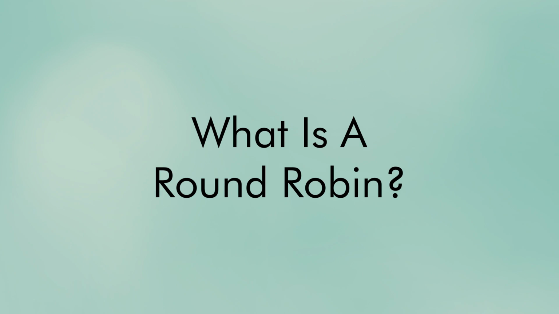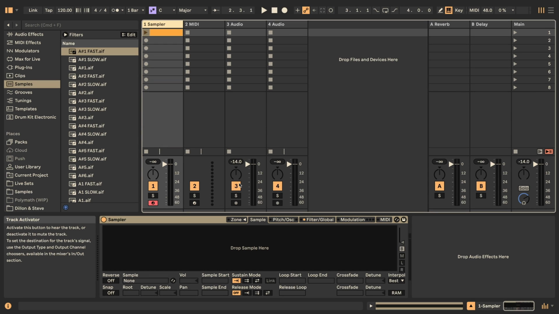So what is round robin? The idea behind it is that you have more than one sample per note played on an instrument. So let's say you've got three samples of A2, and round robin means it's being cycled through the different samples so that the playback of the instrument is more natural sounding.